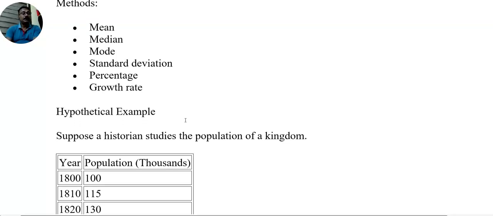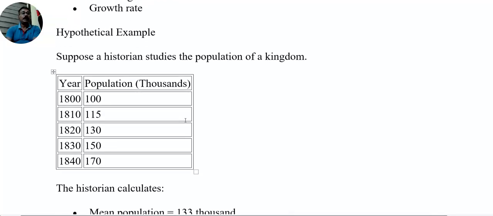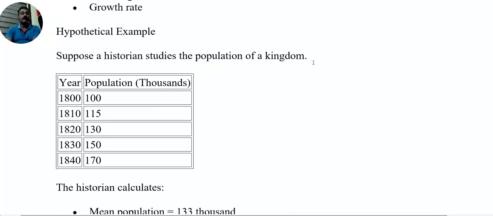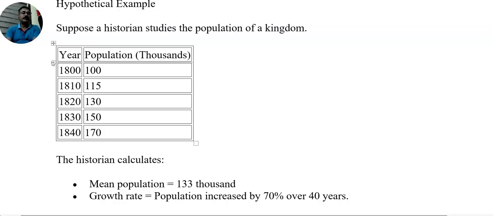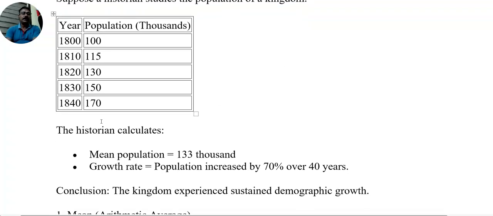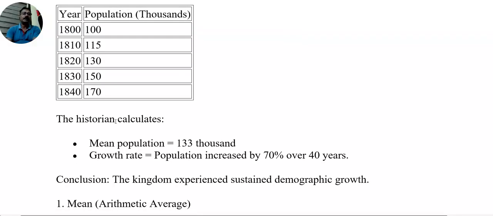So let me start with a hypothetical example. Suppose a historian studies the population of a kingdom. In the years 1800, 1810, 1820, and so on, this is the population in thousands. How can the historian proceed? The historian calculates the mean population, 133,000. Calculating the mean means the sum of the population divided by the number of observations. In statistical language, this is summation x by n. This is the mean population.